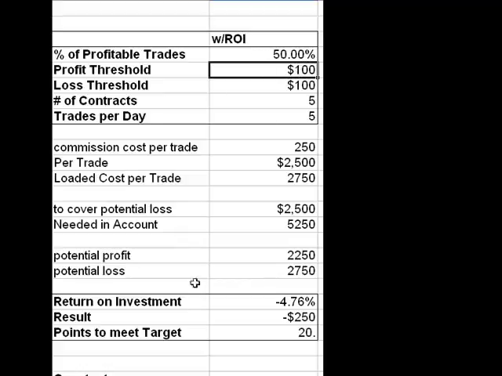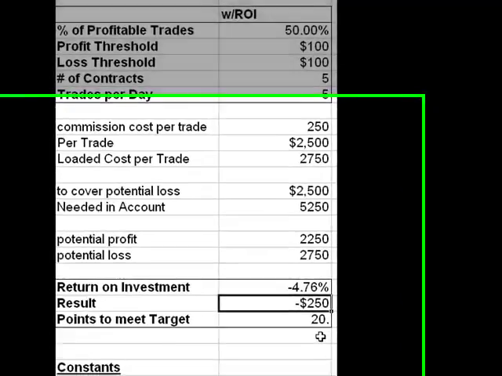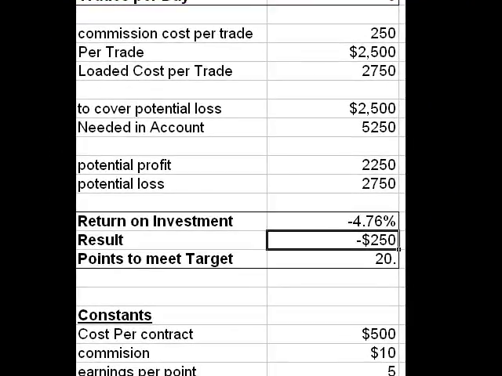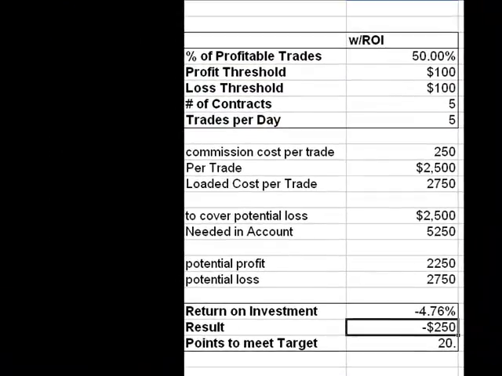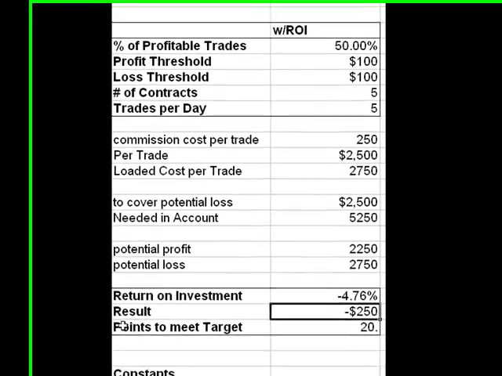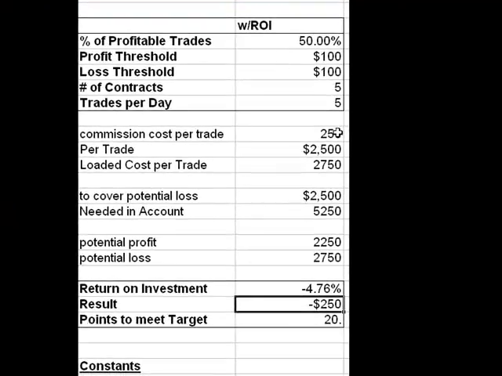So when this is all said and done, I'm actually losing money. I'm actually losing money because although I'm right 50% of the time and made $250, my commissions actually cost more. Got to pay those commissions.